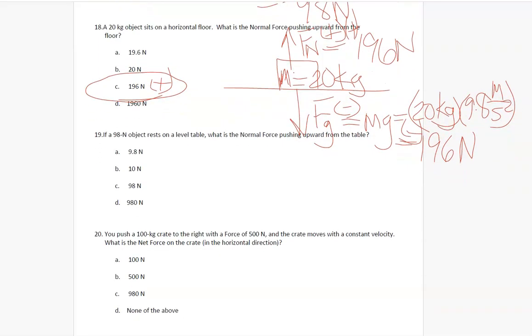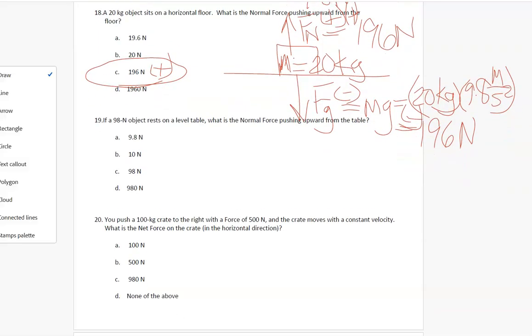Number 19. If a 98 Newton object, okay, they're telling you the weight right away, get used to calculating the mass. A 98 Newton object. Newtons are a unit of force. Weight is one type of force, but if it says a certain number of Newton object, it's talking about the weight of that object. So if you get the weight, calculate the mass. If you get the mass, calculate the weight.